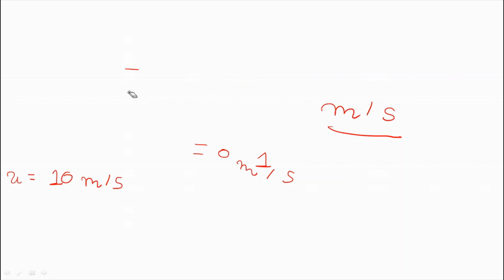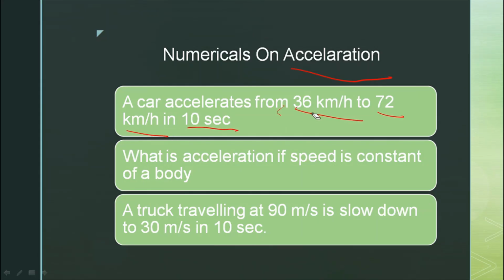It's a little bit time consuming, but no problem. So let's see the question again. It accelerates from 36 kilometer per hour to 72 kilometer per hour. So our final velocity is 72 kilometer per hour.